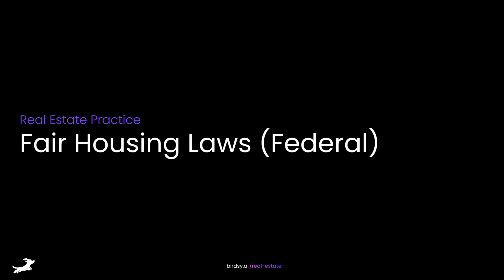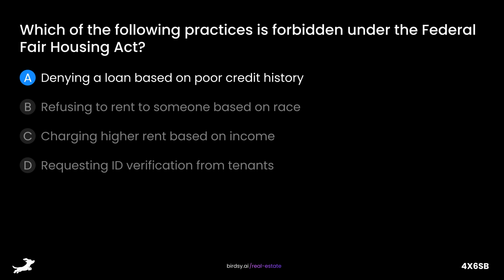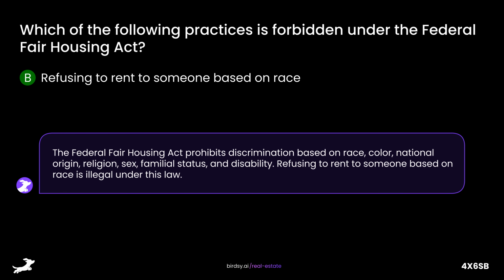Fair housing laws. Which of the following practices is forbidden under the Federal Fair Housing Act? Is it A. Denying a loan based on poor credit history? B. Refusing to rent to someone based on race? C. Charging higher rent based on income? Or D. Requesting ID verification from tenants? The answer is B. Refusing to rent to someone based on race. The Federal Fair Housing Act prohibits discrimination based on race, color, national origin, religion, sex, familial status, and disability. Refusing to rent to someone based on race is illegal under this law.